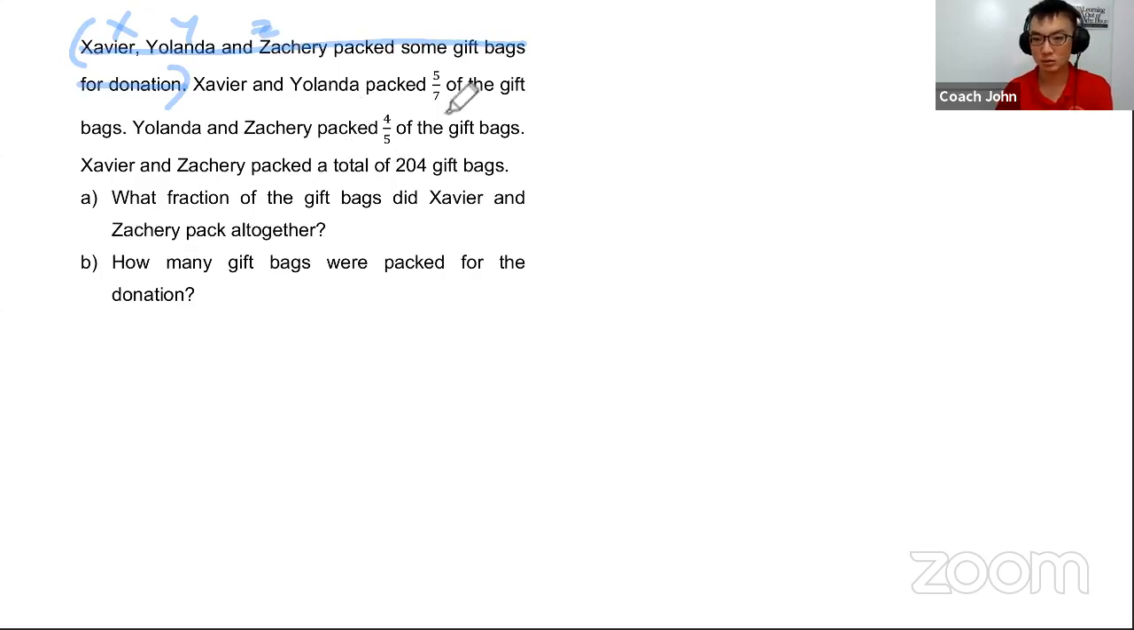Okay, so Xavier and Yolanda packed 5/7, meaning that somehow there's this 2 here, because 2 out of 7 goes to Zachary. Then Yolanda and Zachary packed 4/5 of the gift bags, meaning that Xavier actually packed 1.